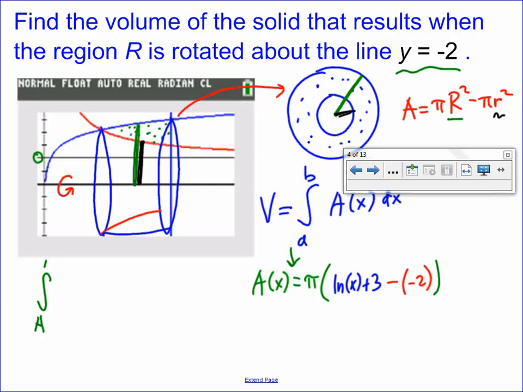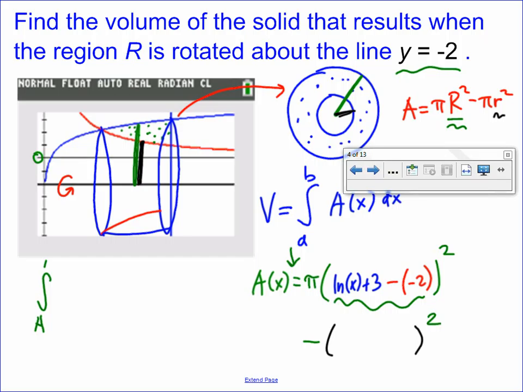Top curve minus bottom curve. Both of them are solved for y. They should have x's in them, right? How come this doesn't have x's in it? Because it's a horizontal line. This quantity is my green big R. There's my green big R. So I still need squared, minus my inner radius. That's the black radius. How do I get the black radius? My black radius is top curve minus bottom curve. What's my top curve?